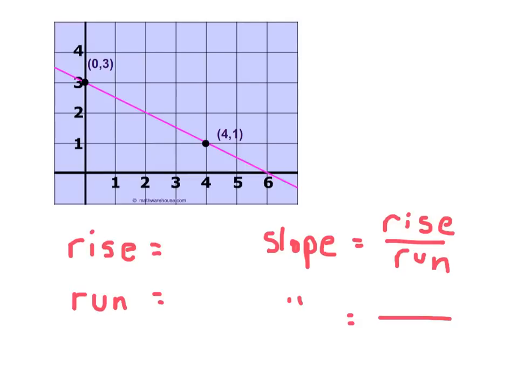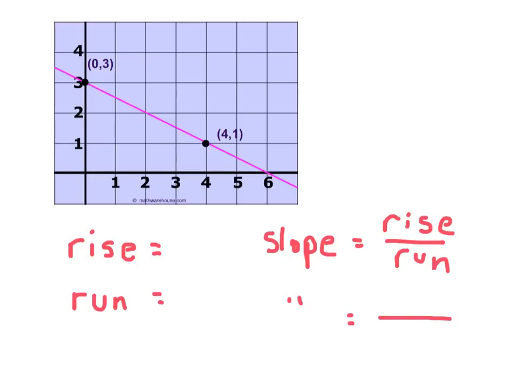Let's calculate the slope for this line. There are 2 points marked for us: the point x equals 0, y equals 3, and the point x equals 4, y equals 1. You can pause your video if you like, and then restart it to see how you did.